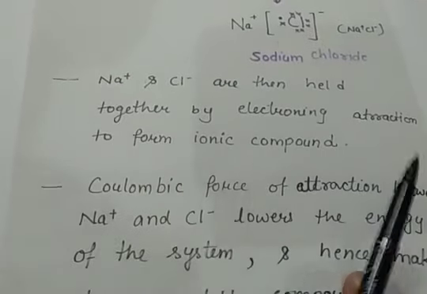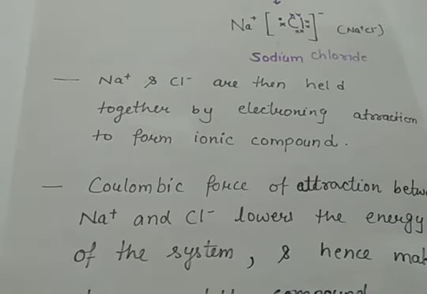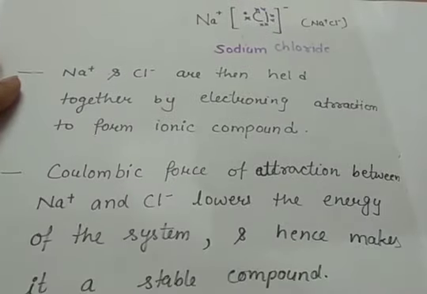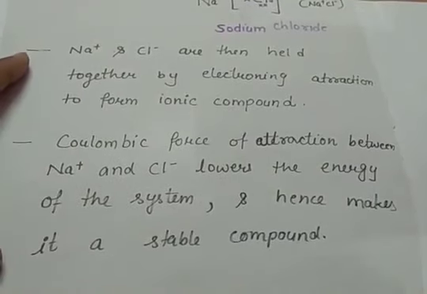So we know that sodium and chlorine ions are held together by electrostatic attraction to form an ionic compound. The Coulombic force of attraction between sodium and chlorine lowers the energy of the system and hence it makes a stable compound.